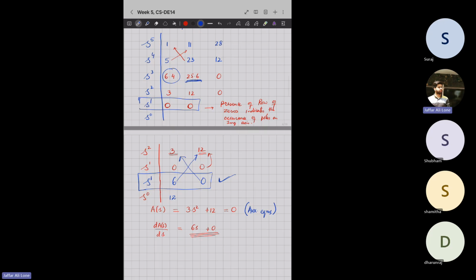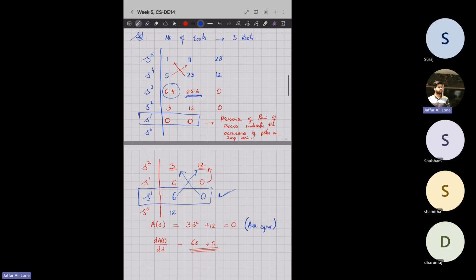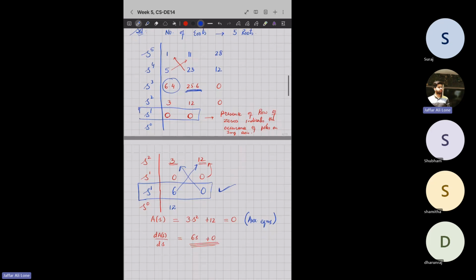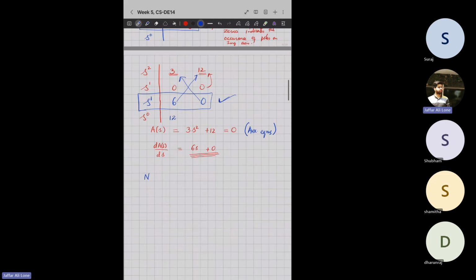Okay. So now see, is there any sign change? There is no sign change. So it means there is no root in the right half plane. So I'll write here: no sign change equals no root in RHP.